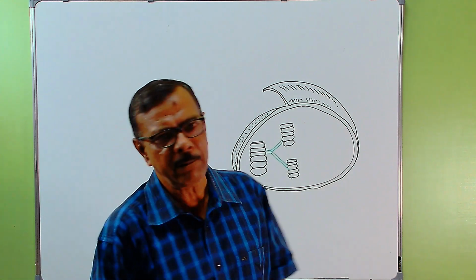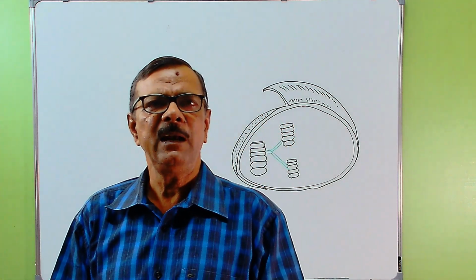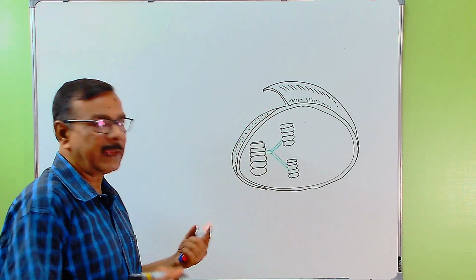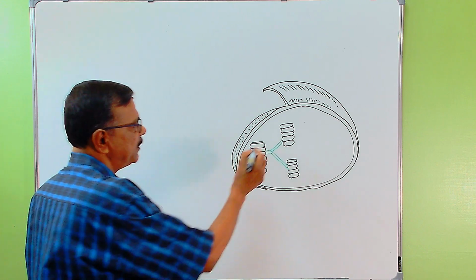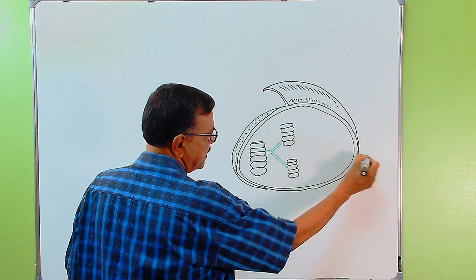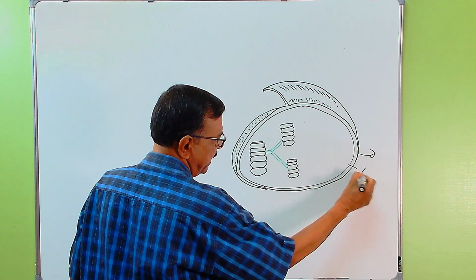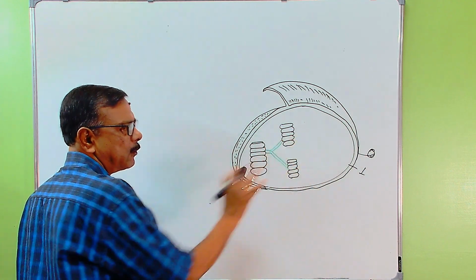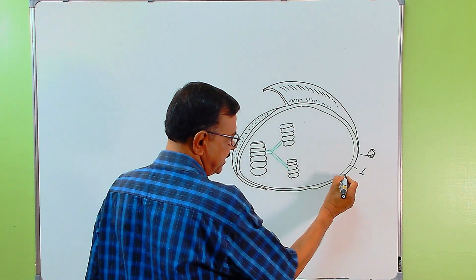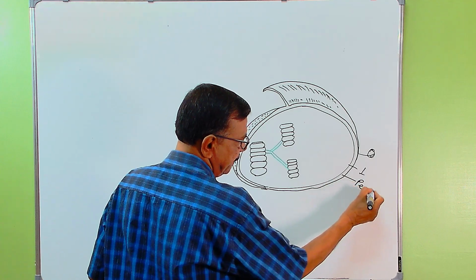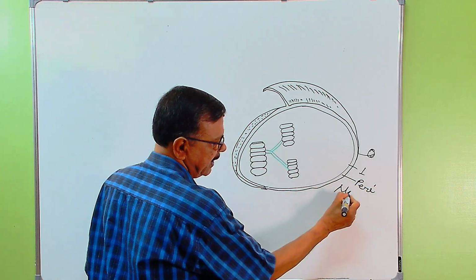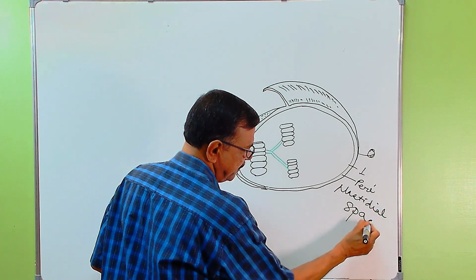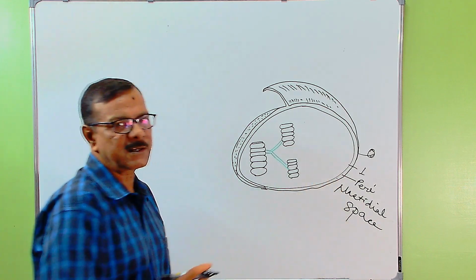Chloroplast is a double-walled plant cell organelle. It has a double wall like mitochondria. This double wall is the outer membrane and the inner membrane. These two encircle the chloroplast proper, and the space between them is known as the periplastidial space.